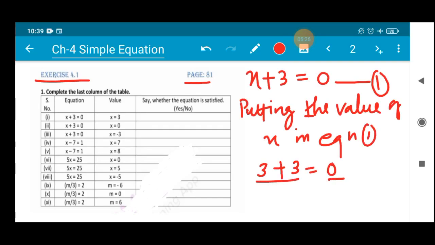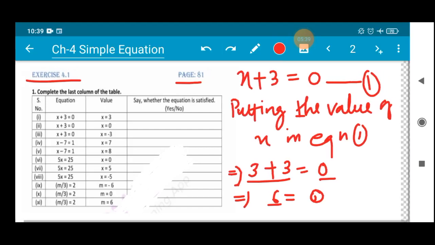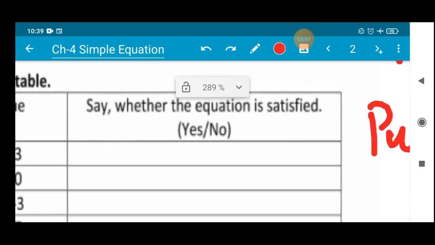So are they equal? 3 plus 3 is 6, and is that equal to 0? In the right-hand side and left-hand side, are you getting 6 on both sides, or 0 on both sides? No. So here the equation is not satisfied, and you will simply write no.